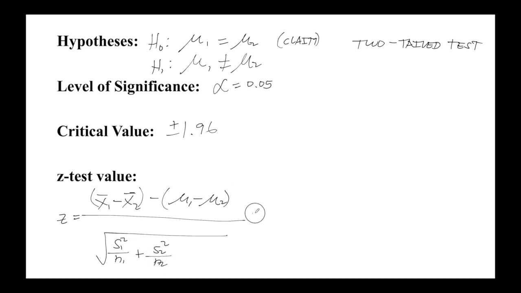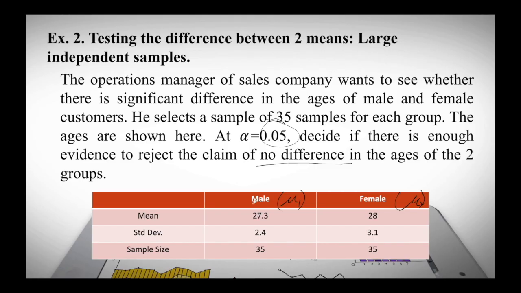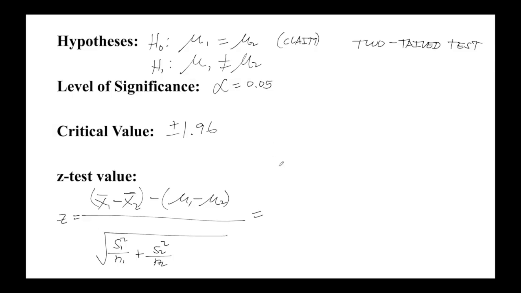So, let's substitute the values. We have X sub 1 bar. Ano yung X sub 1 bar natin? This will be the X bar. So, X sub 1 bar will be 27.3 minus 28, which is our X sub 2 bar. Bar yun, X sub 1 bar and X sub 2 bar. So, 27.3 minus 28. Now, same idea kanina.